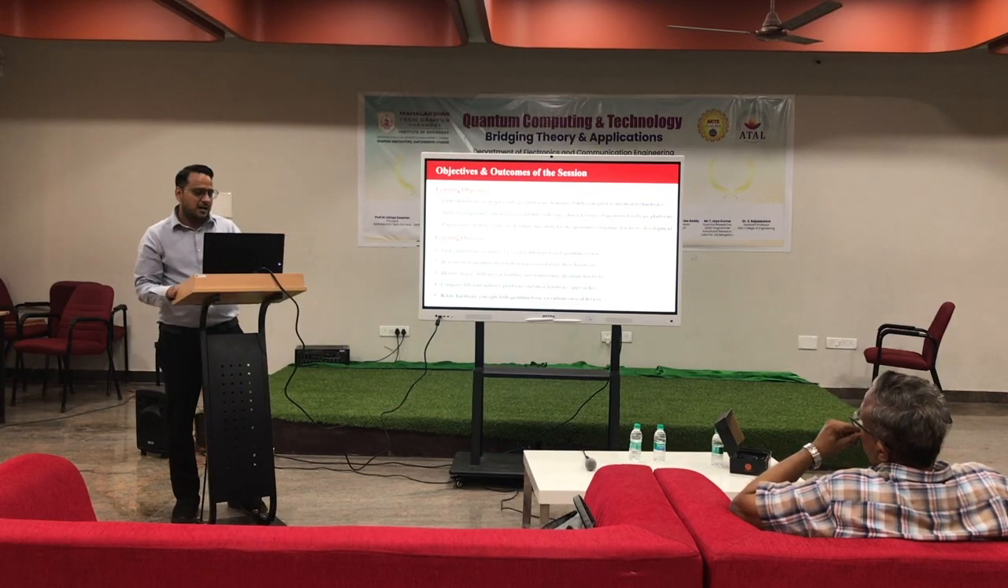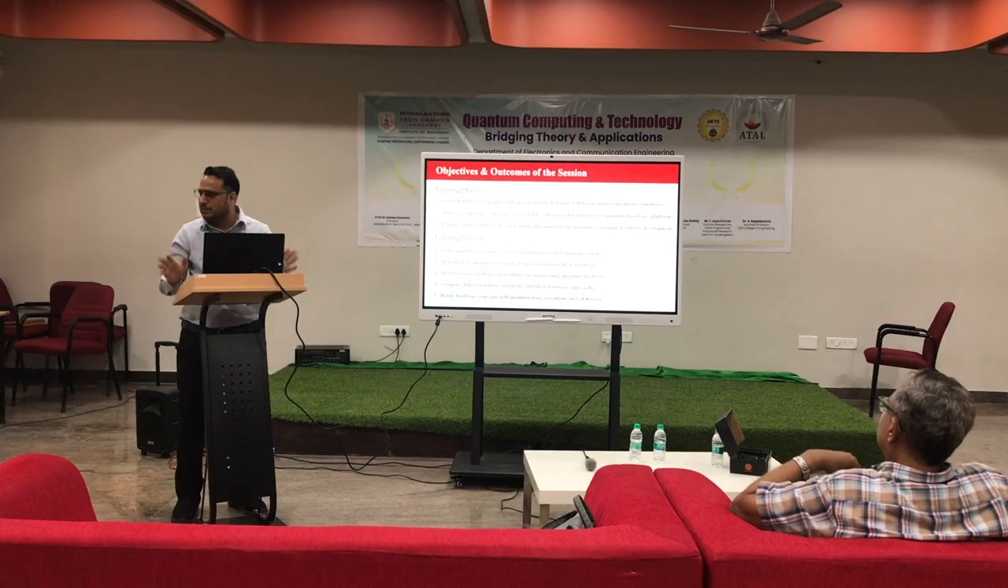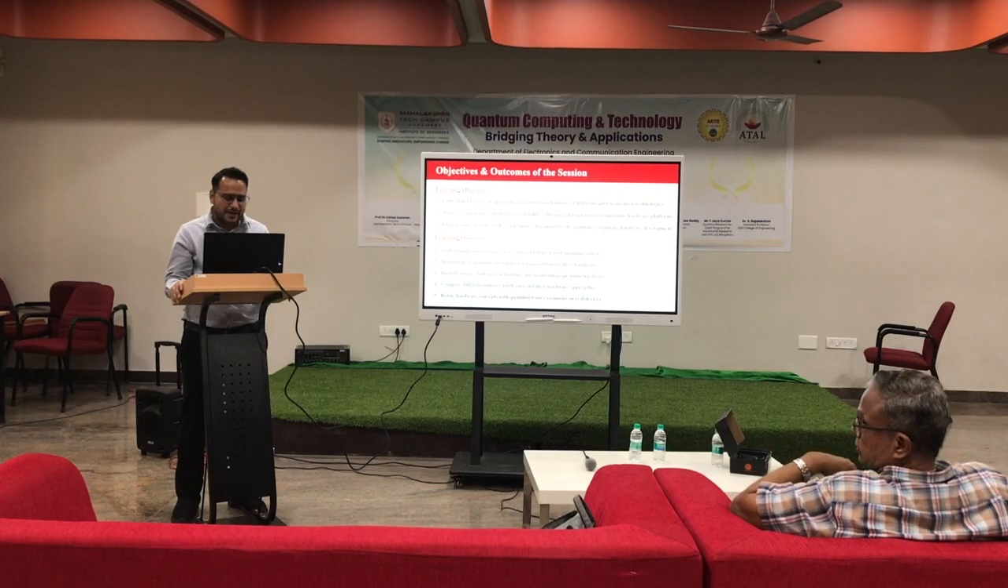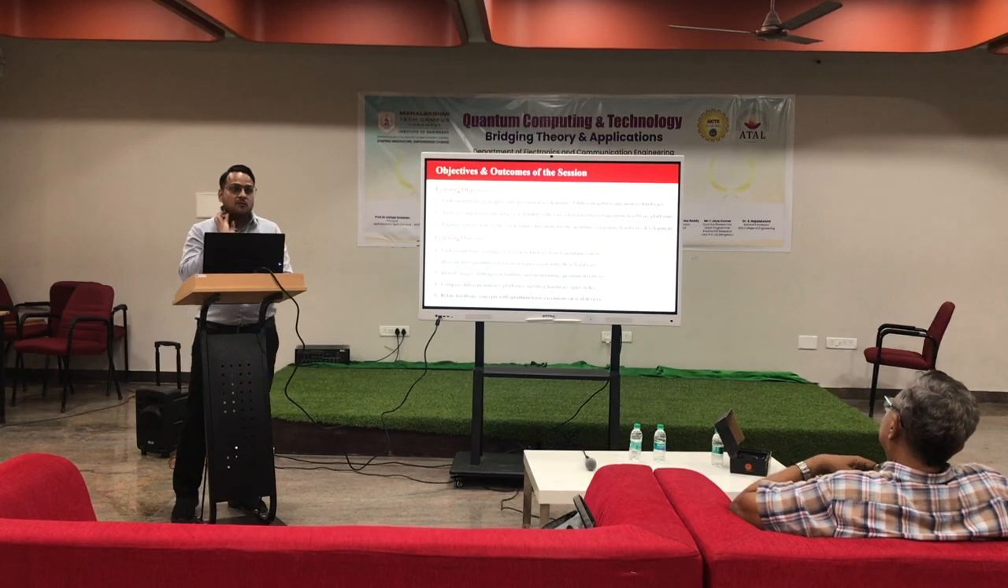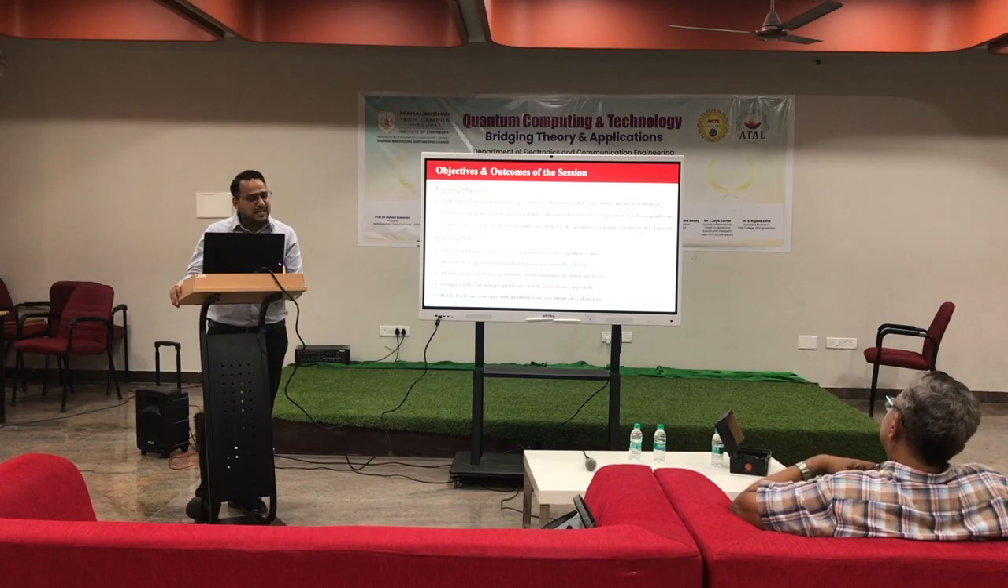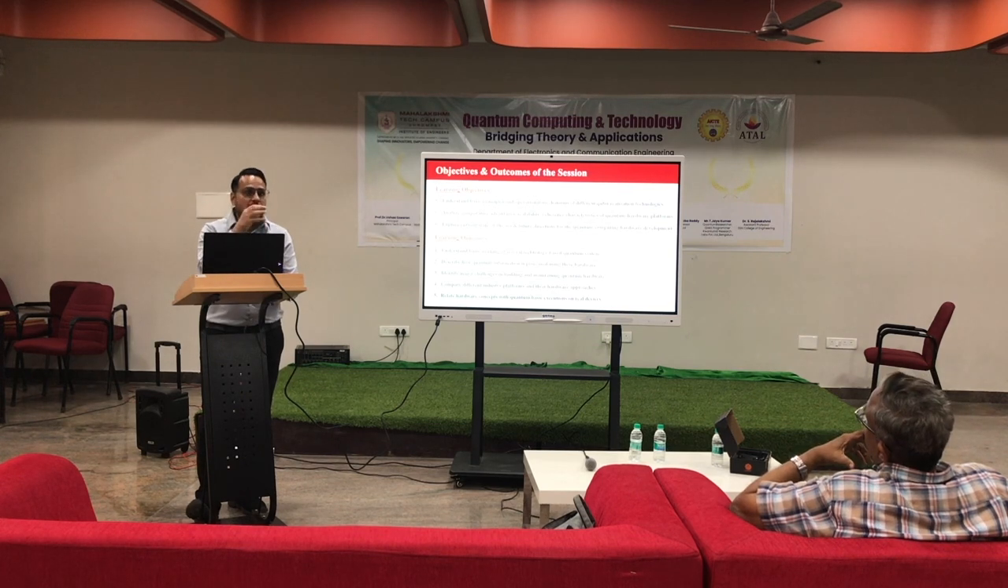So these are our learning outcomes: to understand the basic working mechanism of the quantum machine, how the quantum information is actually processed by the hardware, followed by the major challenges to build up these quantum machines, and the industry platforms which are available nowadays that will allow you to program the quantum machine.